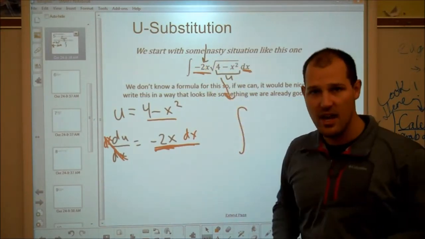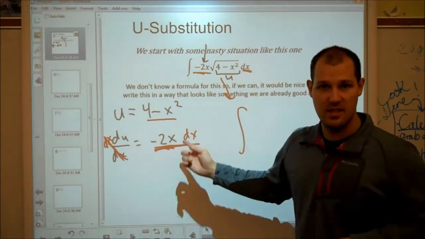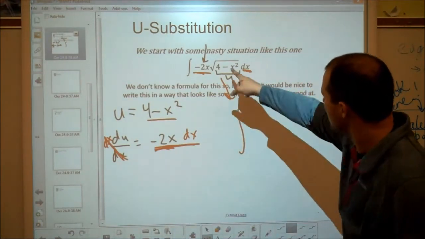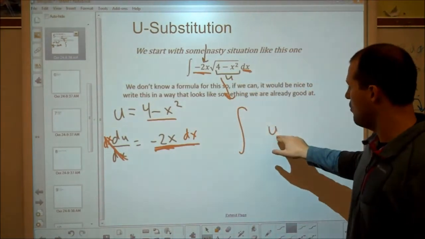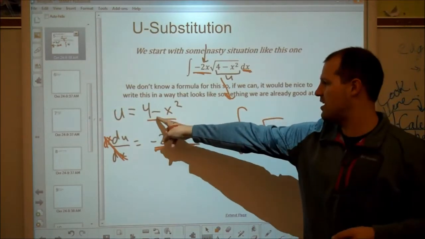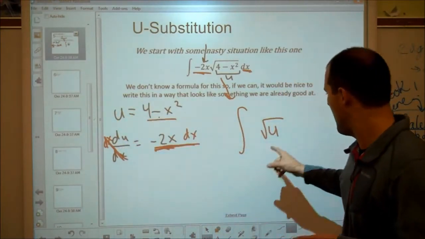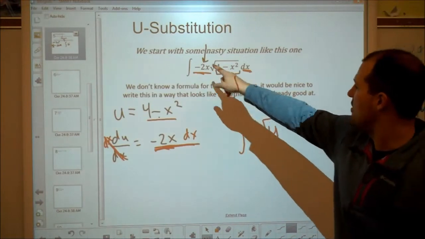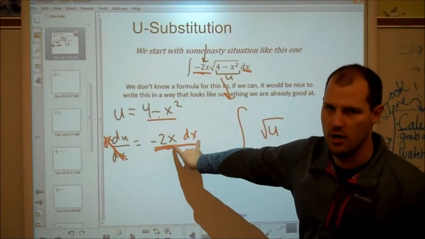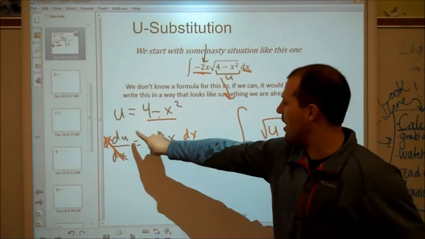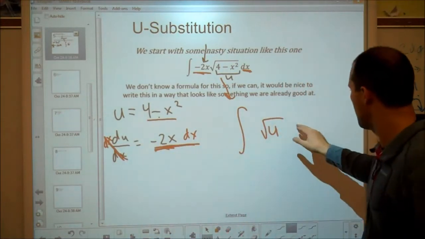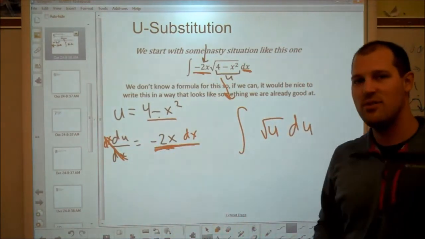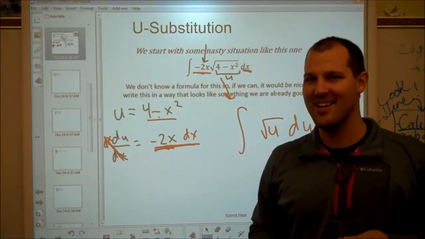Now here's what the substitution looks like. I'm tracking directly down from here. I'm just going to fill in these easier to work with puzzle pieces. So instead of 4 minus x squared, I'm going to write u. Because 4 minus x squared is u. And so now I have square root of u. Instead of negative 2x dx, I'm going to write du. And so this just got a whole lot easier to work with.